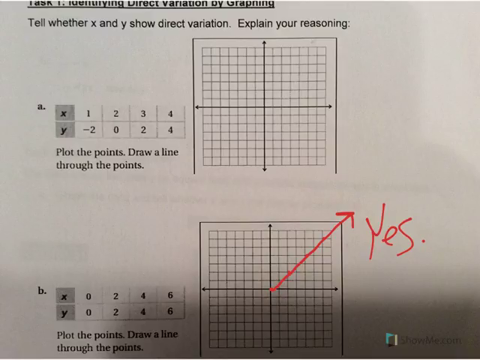That's your explaining. I want you to explain your reasoning. So it's a straight line and crosses through the origin. So yes, there's direct variation.